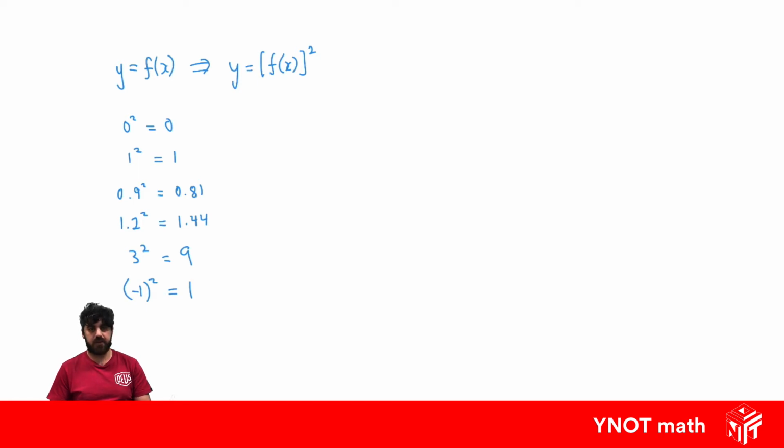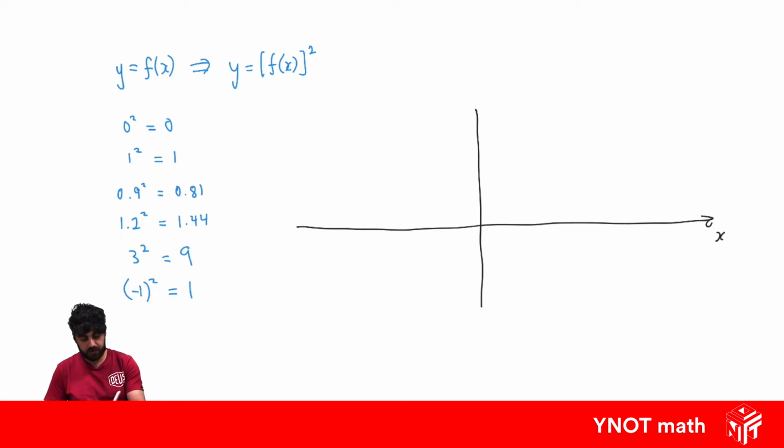So all these things are going to help us when we go ahead and sketch some of these curves. So the first thing we're going to look at is y equals cos x. And we want to graph y equals cos squared x, or cos x all squared.